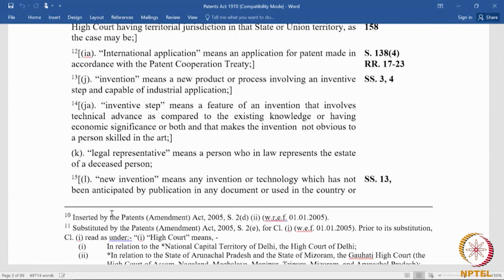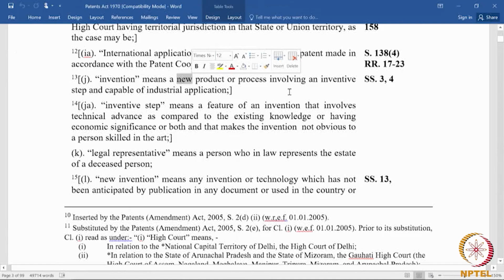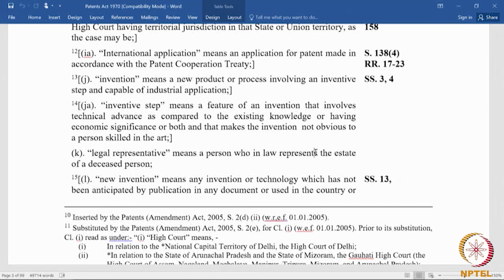an invention to be patentable, namely novelty, the fact that the product or the process for which a patent is claimed is new, and you will find "new" mentioned in the definition, and the fact that the product or process should involve an inventive step, that is a second requirement, and third requirement that it should be capable of industrial application. Now, let us look at the first part of the definition, the fact that an invention has to be new.